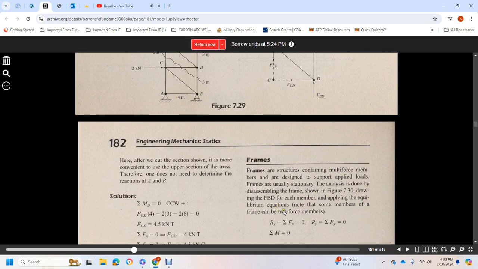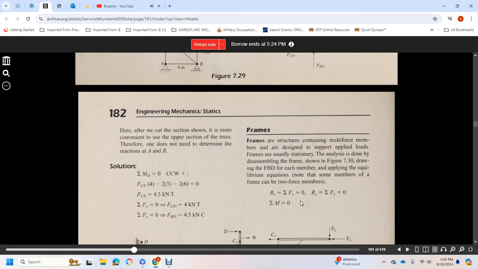The sum of forces in x is equal to 0. The sum of forces in y is equal to 0. The sum of moments is equal to 0.